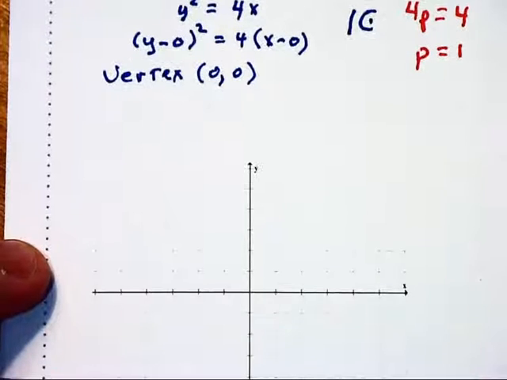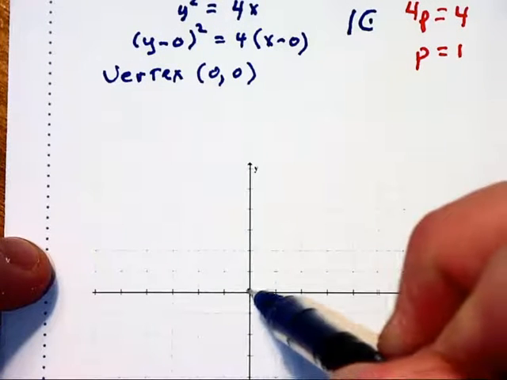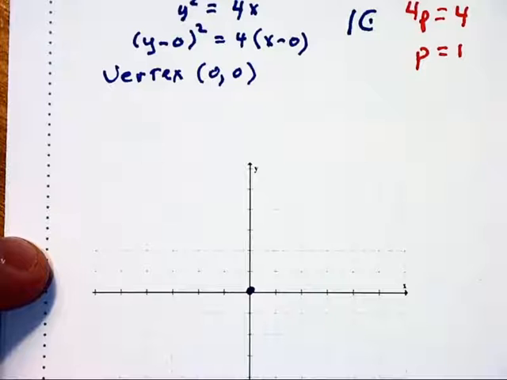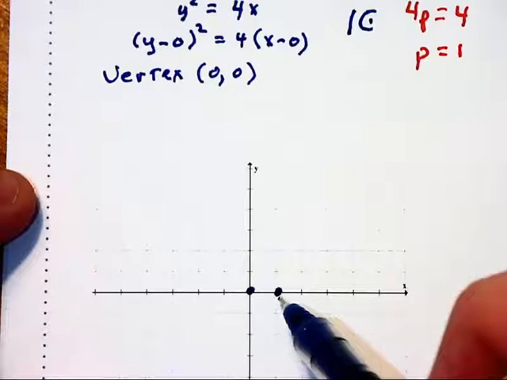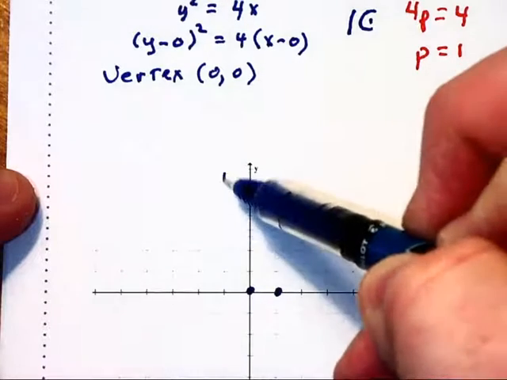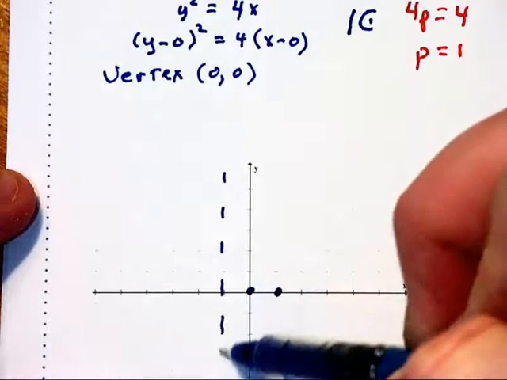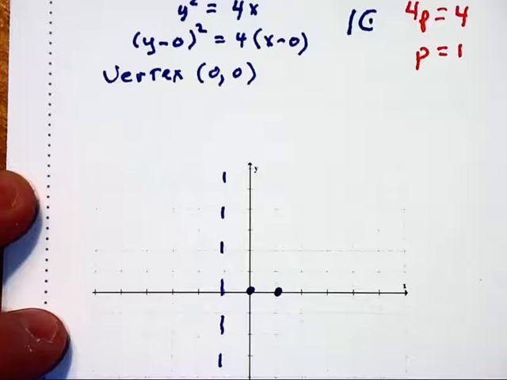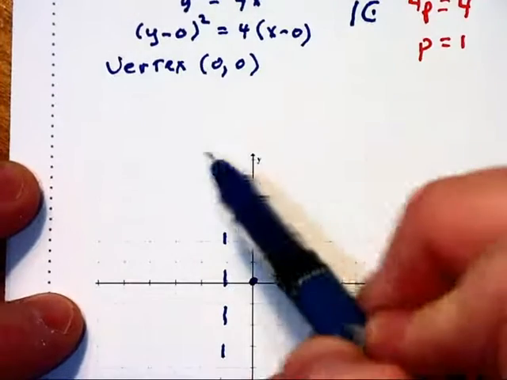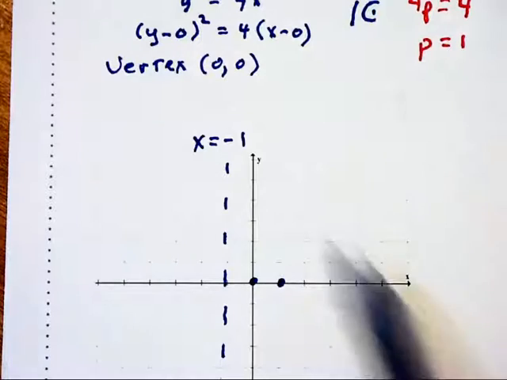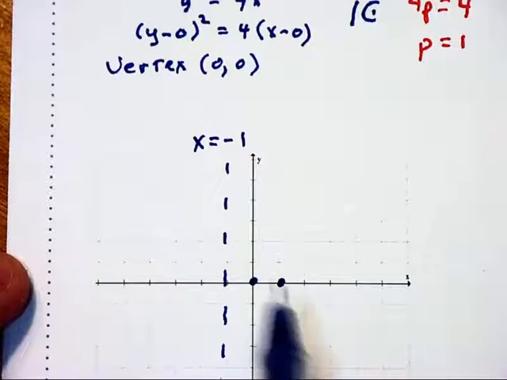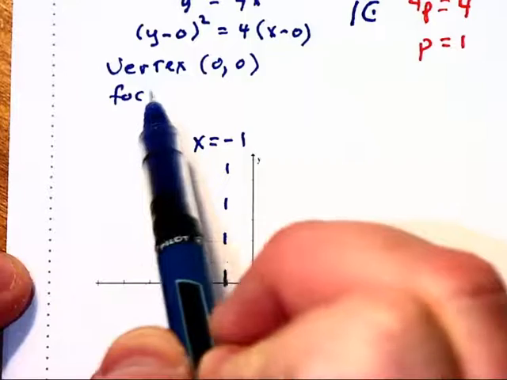So let's go to our graph and plot our vertex. The distance, or value of p, will be the distance from the vertex to the focus, let's write it that way, and 1 will also be the distance from the vertex to the directrix. So we have the line here, x equals -1, as our directrix, and we can see on our graph that at (1, 0) we will have the focus.